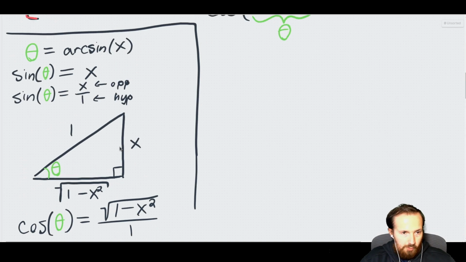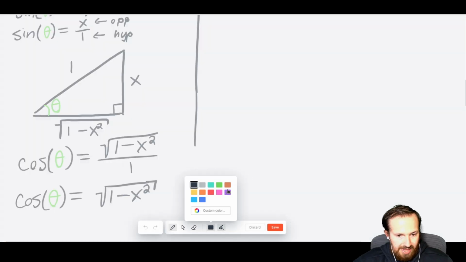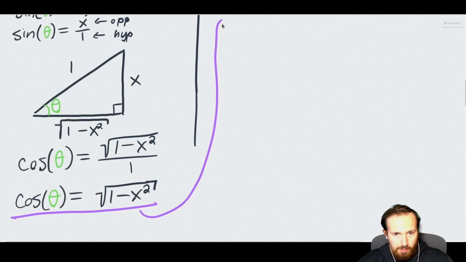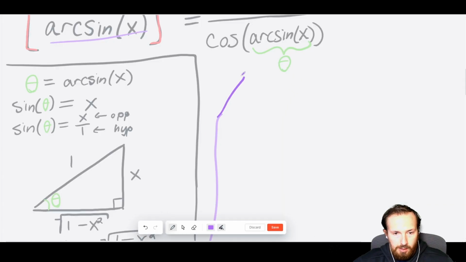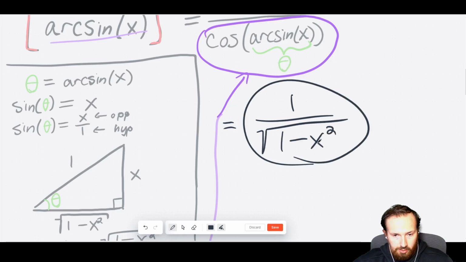We started off with one ratio, x, and then we got out another ratio, square root of 1 minus x squared. But these are both ratios of side lengths, and you can use this up above. So if we replace this entire cosine of theta with that, hopefully it's clear that we would get 1 over square root of 1 minus x squared, and that is the correct answer.